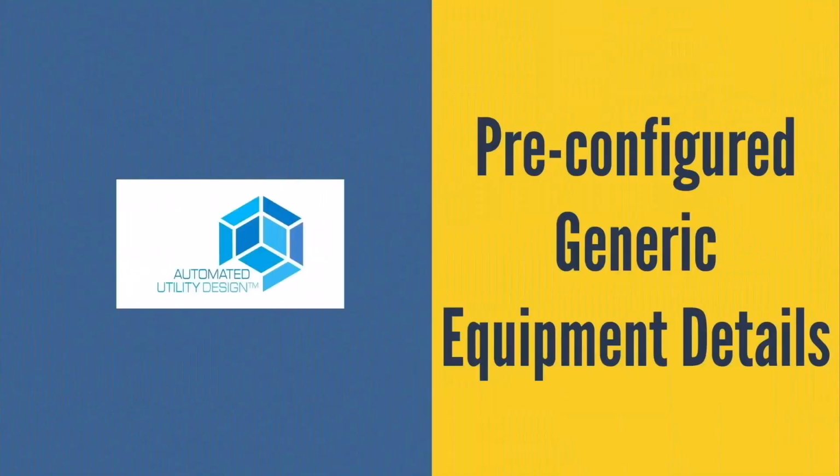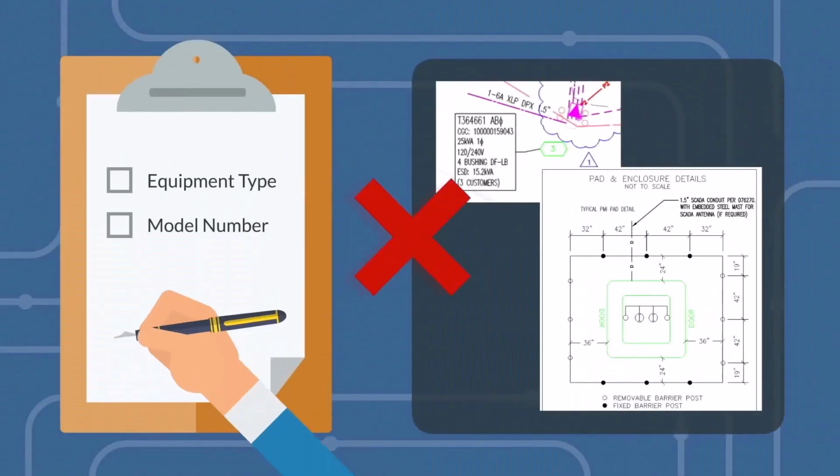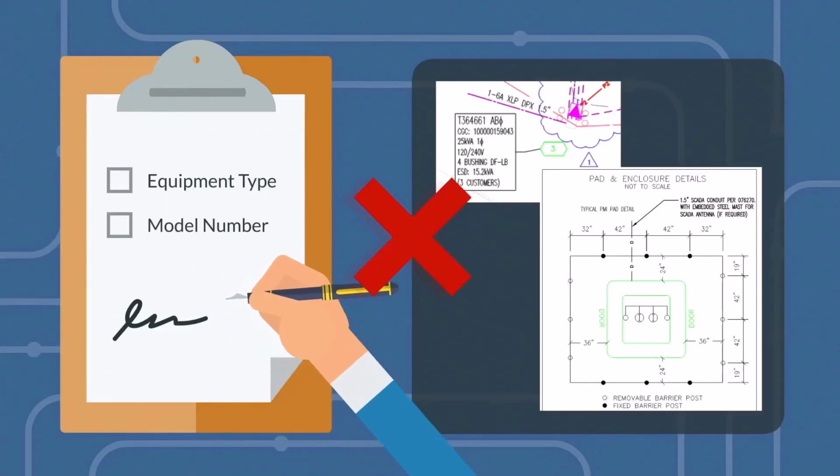Similarly, AUD can be pre-configured to store generic equipment details in relation to equipment type with relative labels that are automatically derived from the design. Estimators will no longer need to create or modify generic equipment details manually.